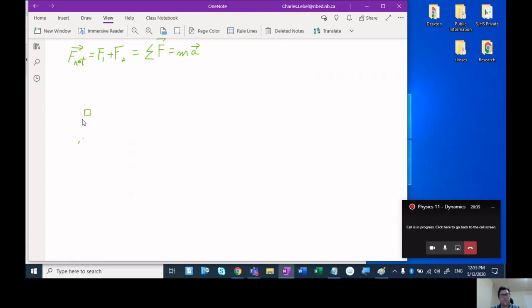I always draw this to be the object. The object was on a surface. Gravity was pulling it down. The surface was pushing it up, which we call the normal force. The object is not accelerating. And so basically one is the opposite of the other. We'll go back to modeling in a minute.